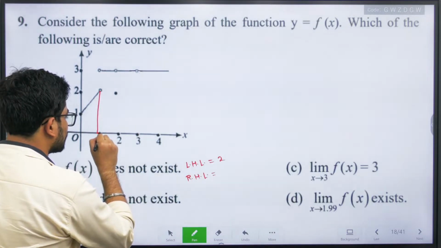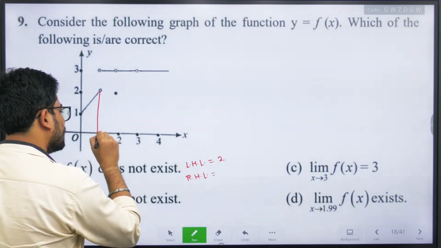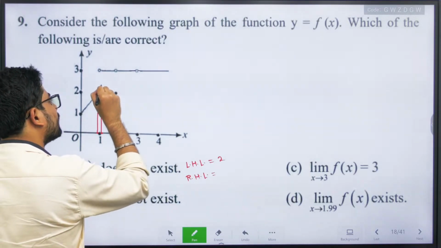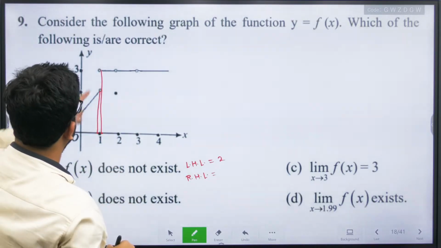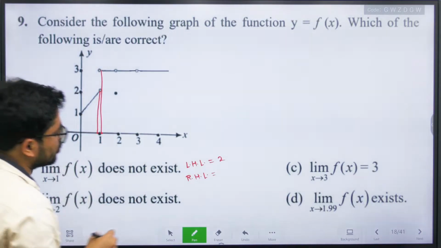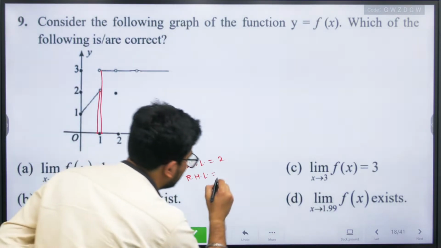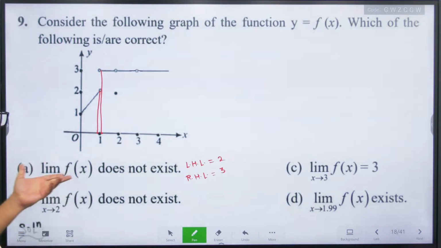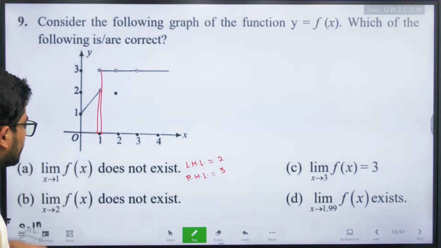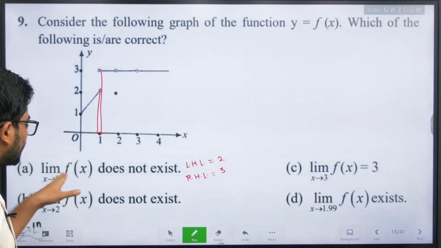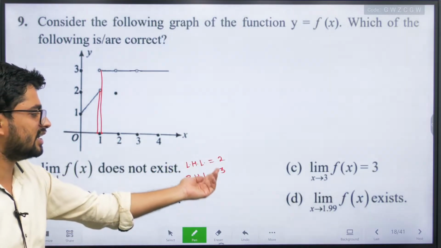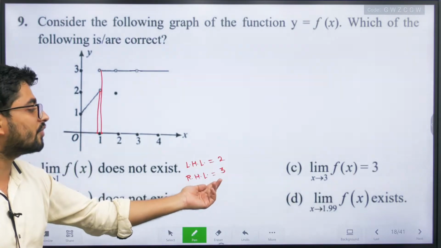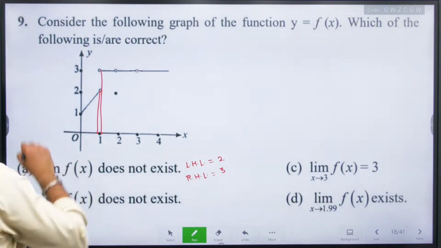Right hand limit: whenever x is very close to 1 from the right hand side, f(x) is somewhere here, very close to 3. So the right hand limit is 3. Are they equal? No. So the limit does not exist. This is the correct option: the limit of f(x) as x tends to 1 does not exist, because LHL and RHL are different.